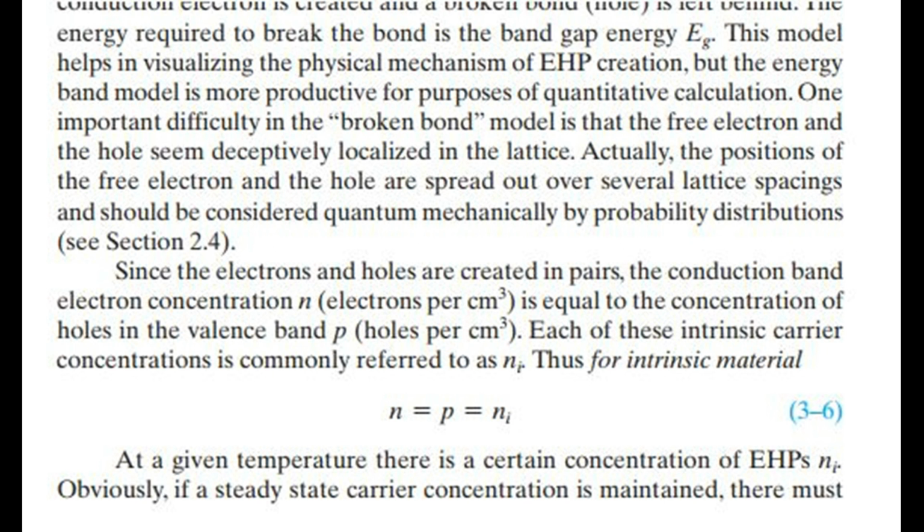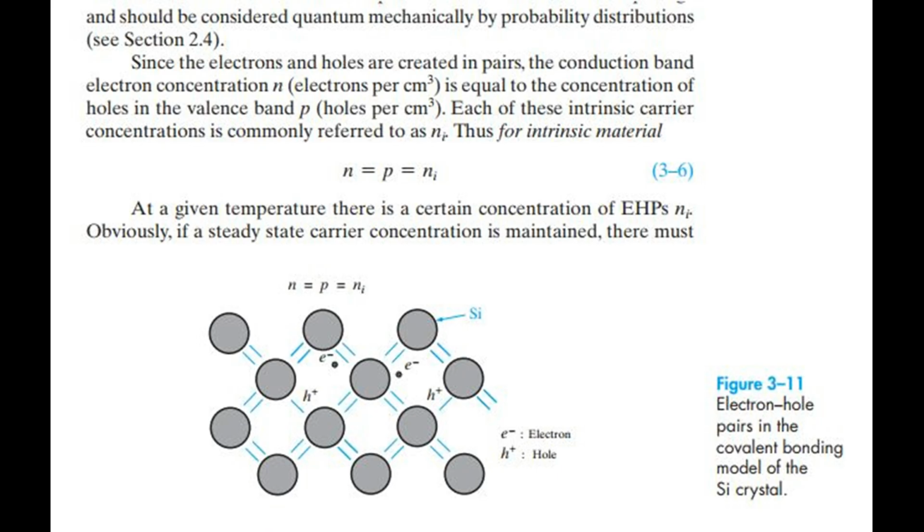Since the electrons and holes are created in pairs, the conduction band electron concentration n, electrons per cm3, is equal to the concentration of holes in the valence band p, holes per cm3. Each of these intrinsic carrier concentrations is commonly referred to as ni. Thus for intrinsic material n = p = ni (3-6). At a given temperature there is a certain concentration of electron-hole pairs ni. Obviously, if a steady state carrier concentration is maintained, there must be recombination of electron-hole pairs at the same rate at which they are generated.